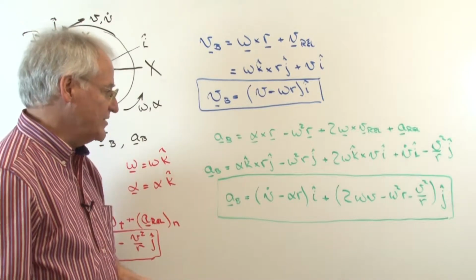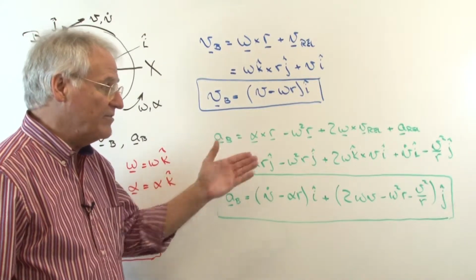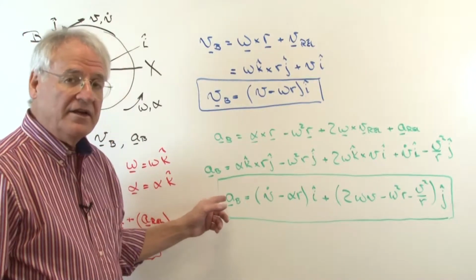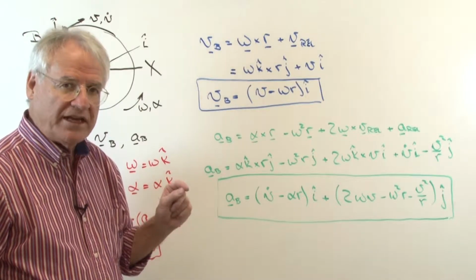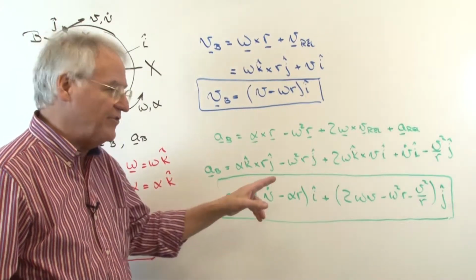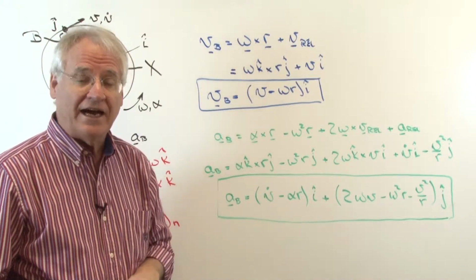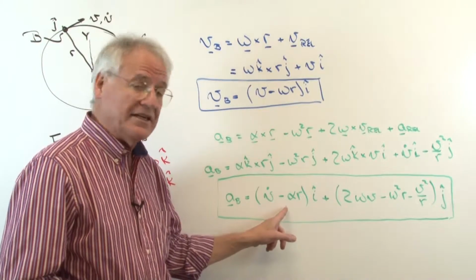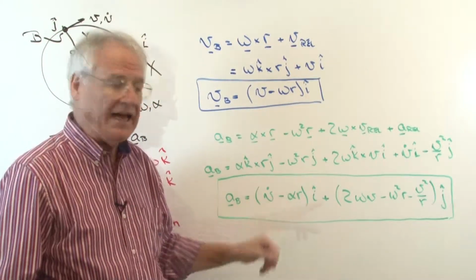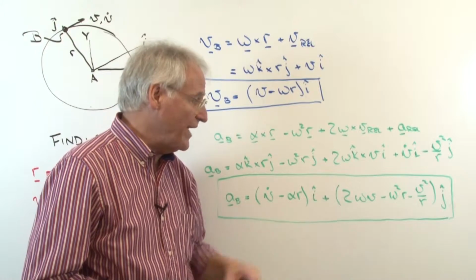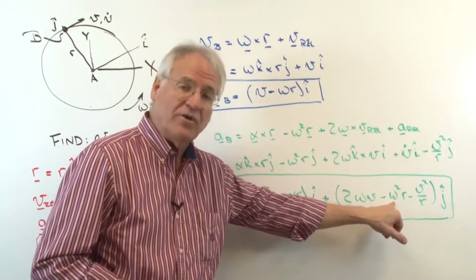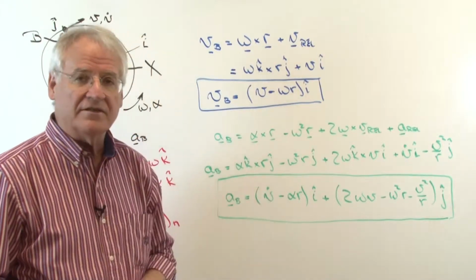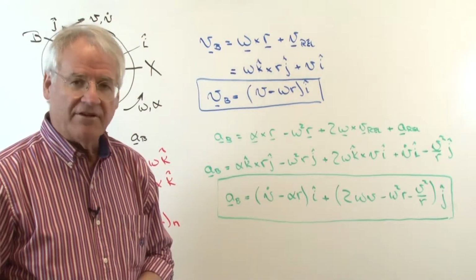substitute in the vector quantities that we derived just a moment ago, and carry out the vector operations, and you get this result. The acceleration of point B with respect to the ground, expressed in terms of the unit vectors i hat and j hat, are the quantity v dot minus alpha r times i hat plus the quantity 2 omega v minus omega squared r minus v squared over r times j hat. And there you have it.